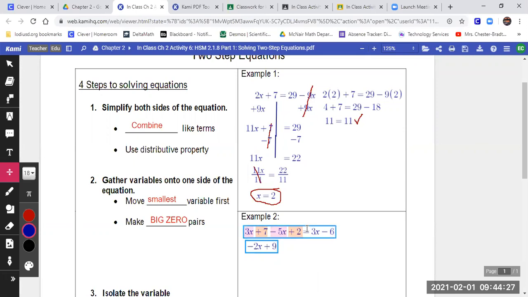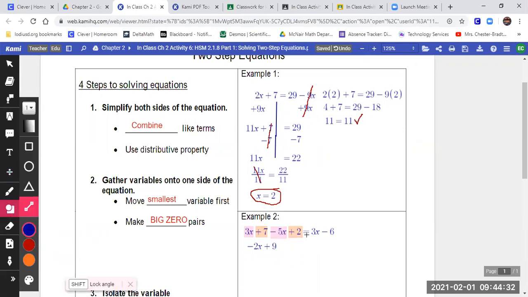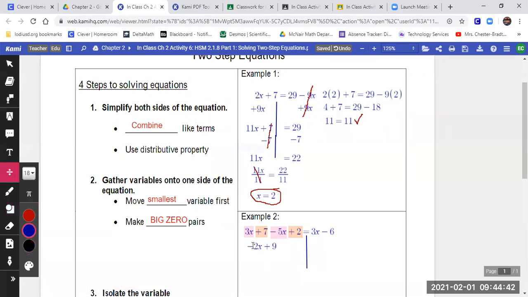Did I do anything to the other side of the equal sign? Did I change anything on that side? No. So we're done doing step one, which is our combining like terms. We cleaned up the left side so it's easier to see and work with. We're keeping the right side the same. So we are still equaling 3x minus 6. That's still there. We didn't change that.